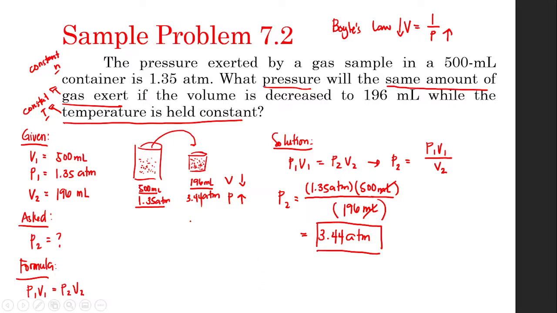So this is how you use Boyle's law in order to solve for basically initial or final pressure and volume. It's a relationship of gas in terms of pressure and volume. Just remember that the temperature and the number of moles is constant. Now let's look at the second gas law, called Charles' law.